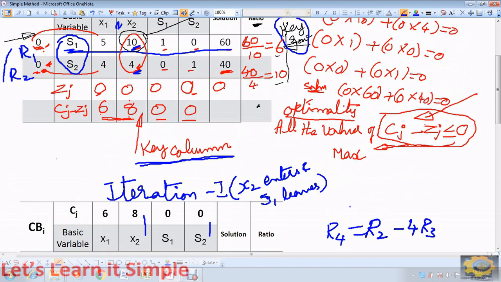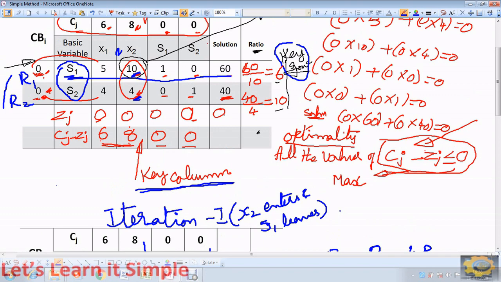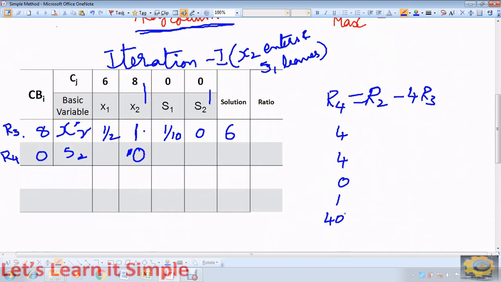Now in the second row we have 4, 4, 0, 1, 40. That is, we have 4, 4, 0, 1 and 40. You go back and see the second row: 4, 4, 0, 1 and 40. So what I need to do is get new values, such a way that R4 is R2 minus 4R3. So these are the original R2s. Here I am going to do this simple computation.